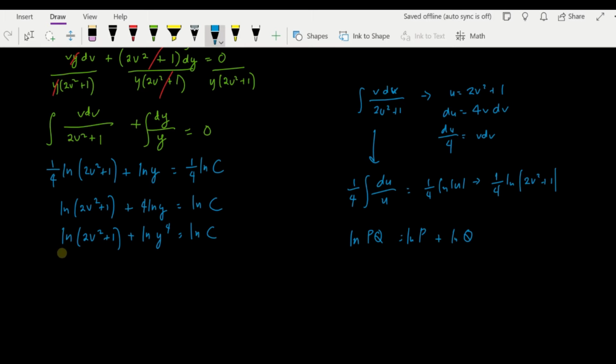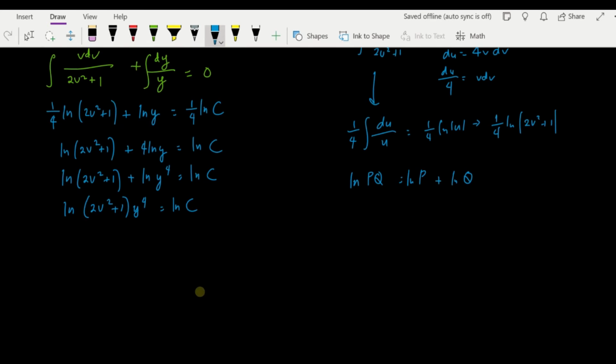O yan yun. Ang mangyayari dito is ln of 2v squared plus 1 times y to the 4th equals ln c. So makikita ninyo dito sa part na to, pareho ng may ln, so pwede nang makancel yung ln dyan. Kaya magiging sagot na dyan is 2v squared plus 1 times y to the 4th equals c. Okay. So tapos na ba?